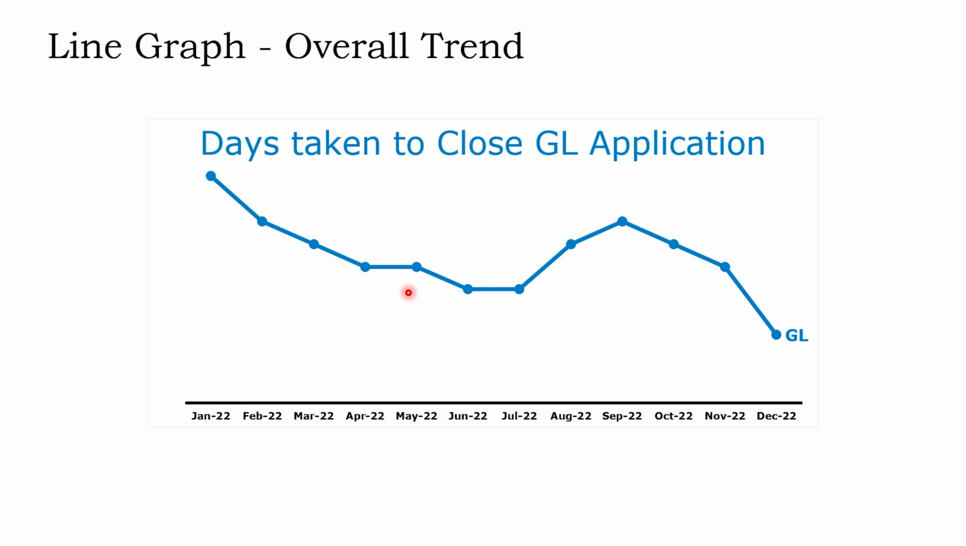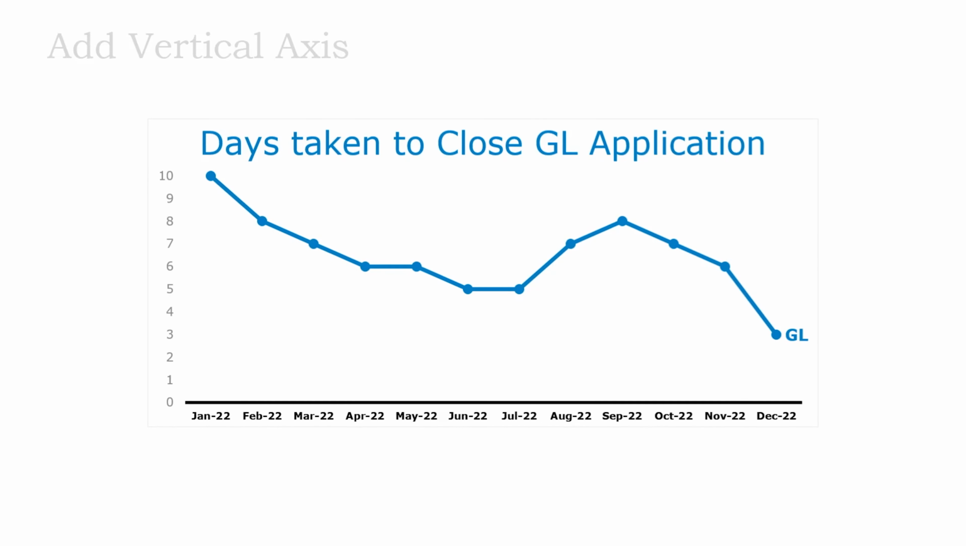As you can see from the graph, the number of days taken to close GL periods has been declining, which is good. However, it is difficult to say how much decline has been done, from 20 to 5, or the range can be smaller like 20 to 15 days. To make it easier to see the change in the number of days, we can add the vertical scale to the graph. Now we can see that the days range from 0 to 10.